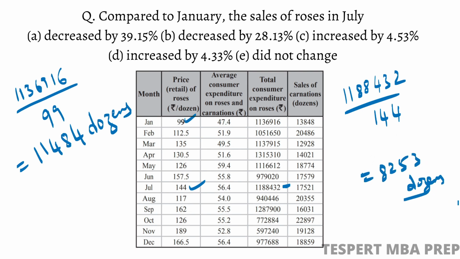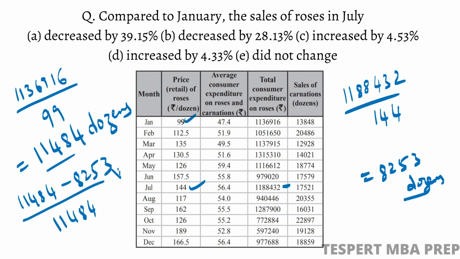But we are asked to find out the percentage change in the sales, right? So take the difference, 11484 minus 8253, divided by the initial value, which is 11484, into 100. So calculating this, we will get 28.13%. Is it an increase or decrease? See, from 11,484 in January, it came to 8,253. So it's definitely a decrease. So a 28.13% decrease in the value.